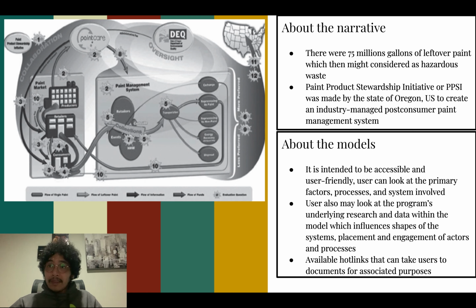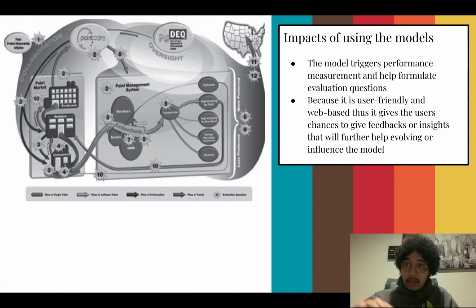Users also may look at the program's underlying research and data within the model, which influences the shapes of the systems, placements, and engagement of actors and processes, and the available hot links that can take users to documents for associated purposes. The impact of using the model is that it triggers performance measurements and helps formulate evaluation questions. And also because it is user-friendly and web-based, it gives users chances to give feedback or insights that will further help evolve or influence the model.